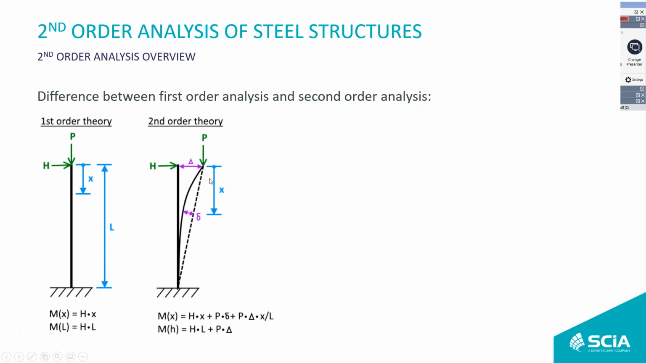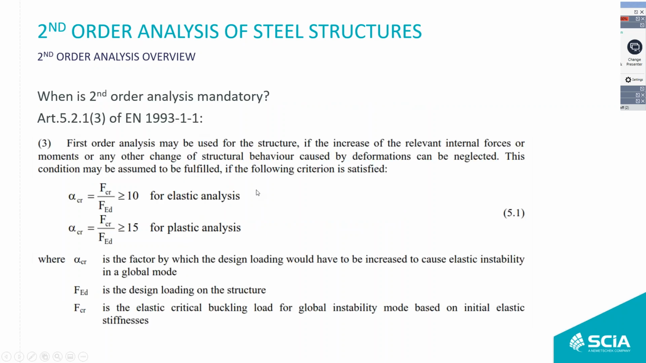So those two imperfections will lead to extra moments. And that's what you see right here. The moment at position X is described by the following formula, so at this position. The moment at the column base is described by the following formula. So your horizontal force multiplied with the length is one part of the moment, plus your compression force multiplied with the eccentricity is your second one. So those are called global and local or bow imperfections, and both can be inputted in SCIA Engineer.